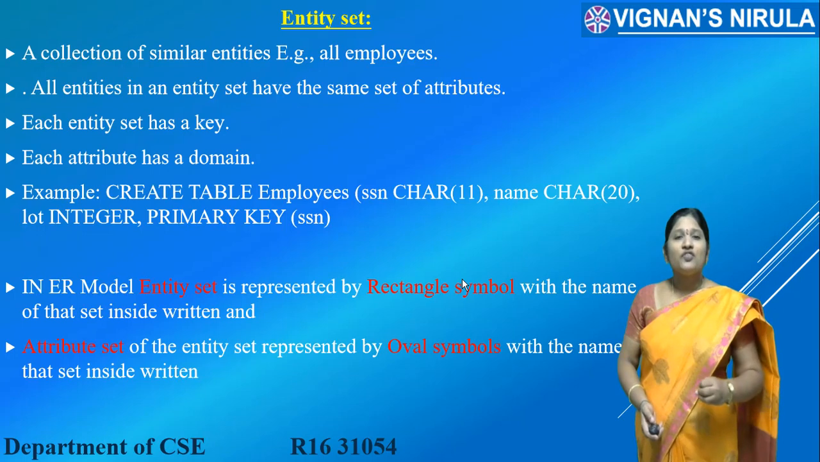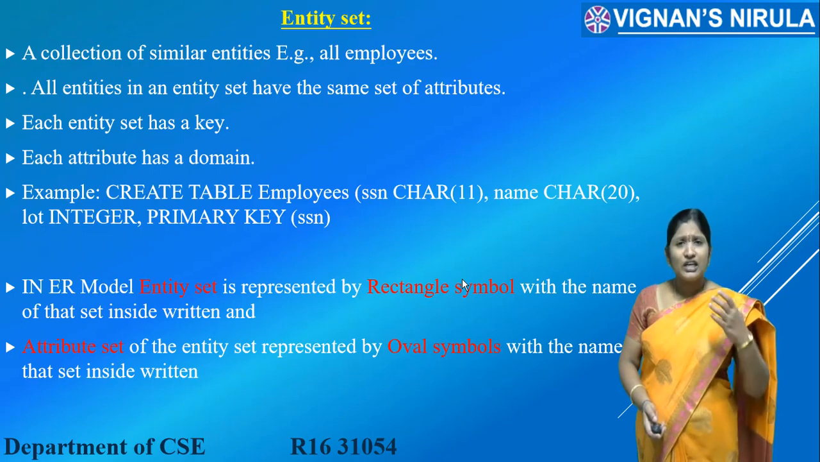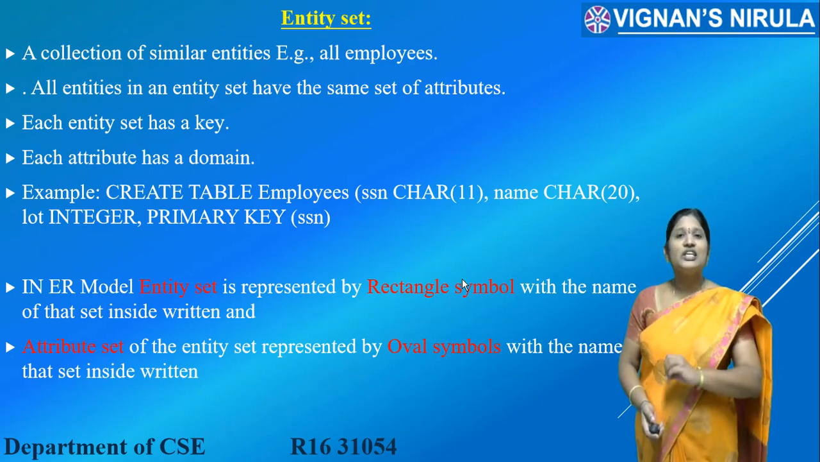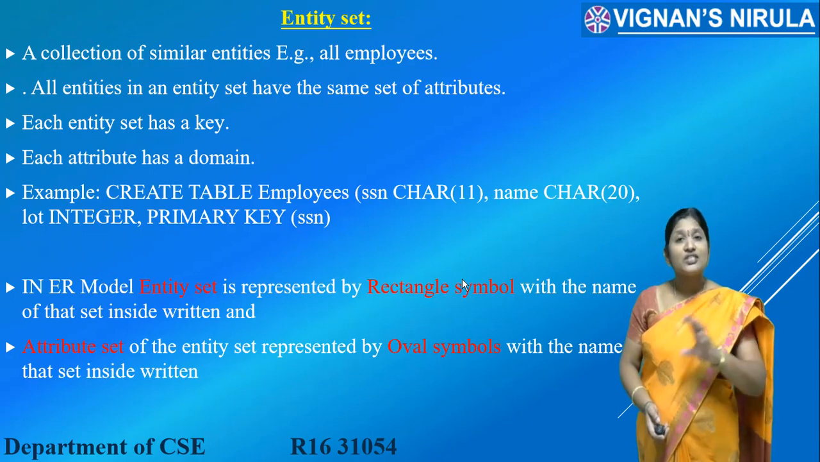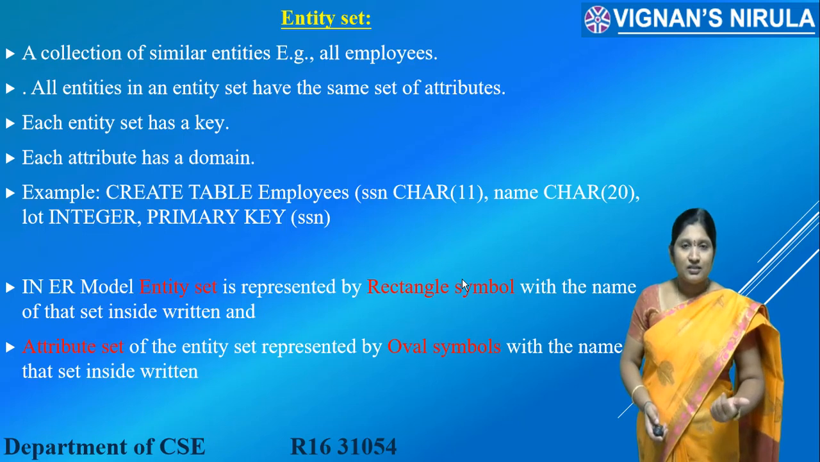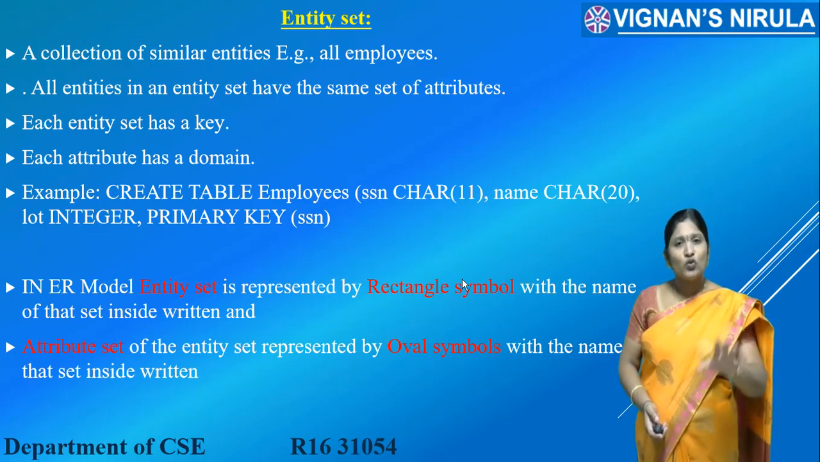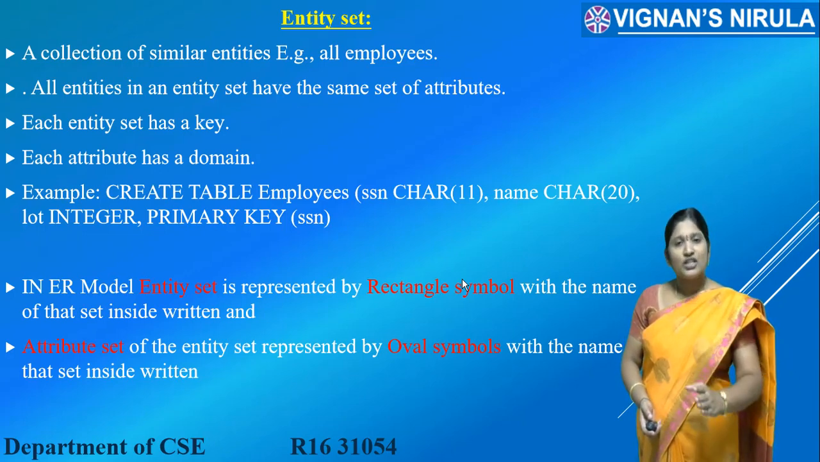So another important feature in the ER model is the entity set. What is an entity set? A collection of all entities having similar characteristics or similar properties is called an entity set. For example, a particular student has roll number 501, name Sujata, and address in Guntur.